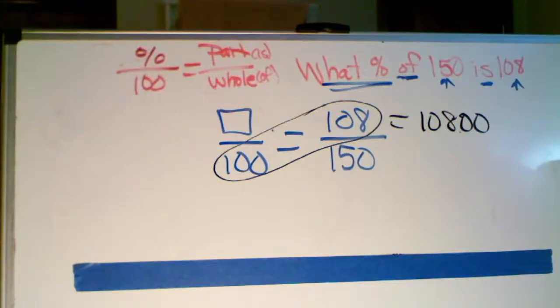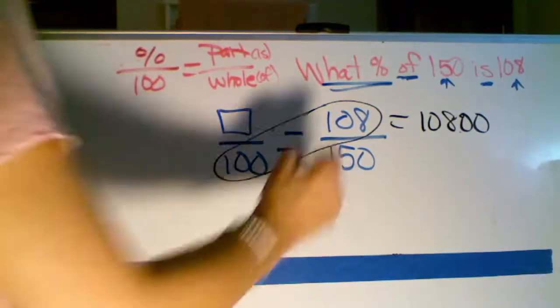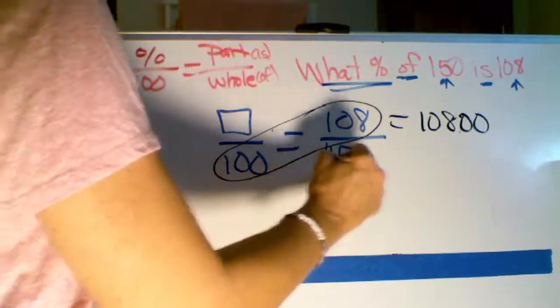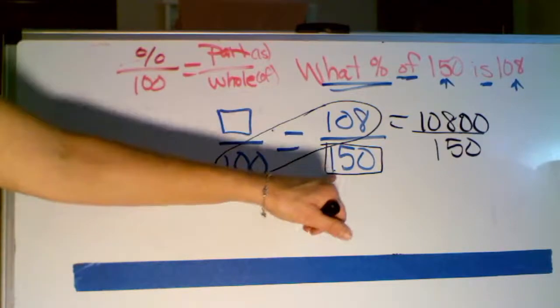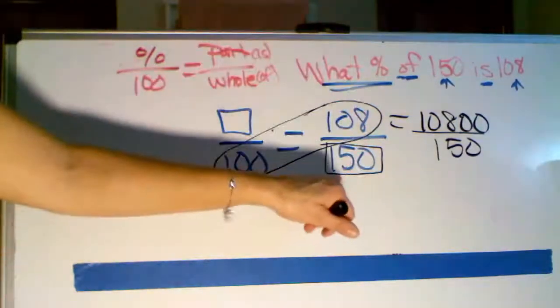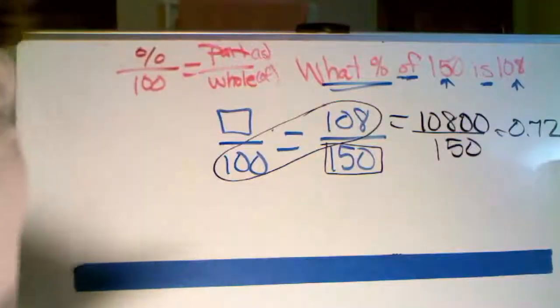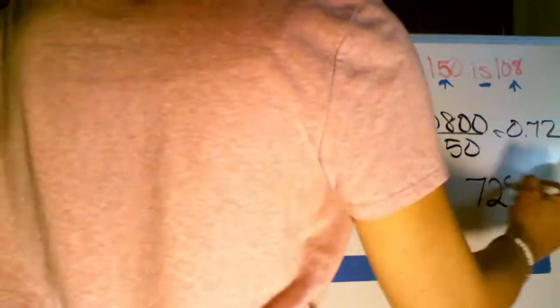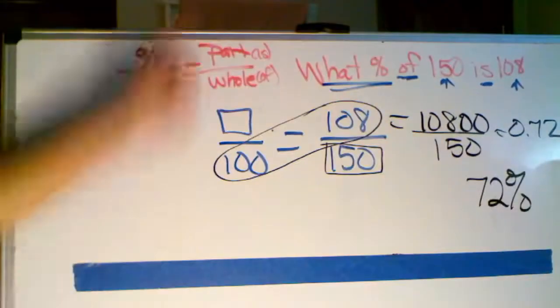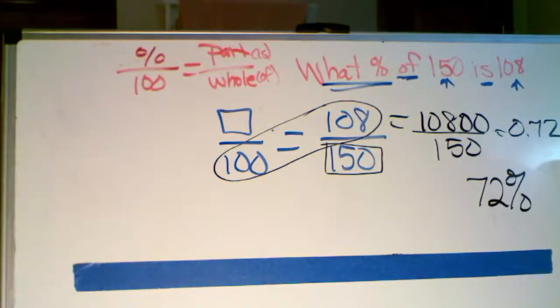10,800. Now I have to do something with this 150. So because this guy is by himself, I'm going to take this and divide that number by 150. Okay, because you have to, because the opposite of multiplication is division. So that one number is going to be divided. And when you divide that, you get 0.72, which gives you 72%. So 72% of 150 gives you 108. And you can try that on your calculator, and you'll see how that is true.